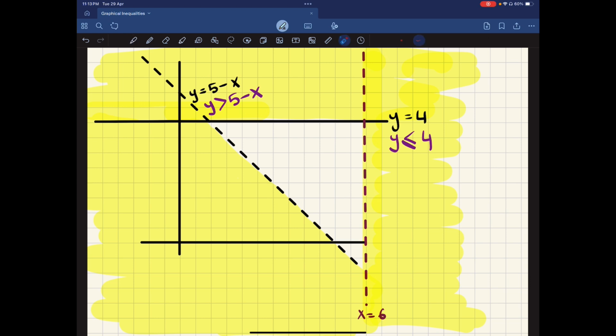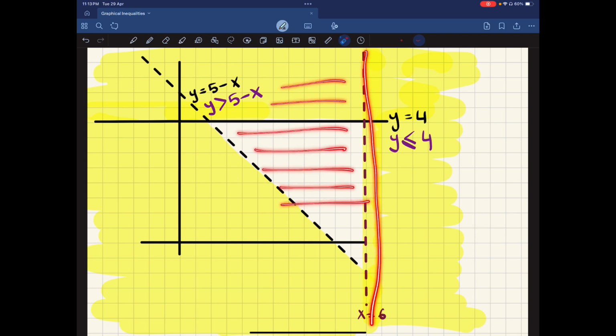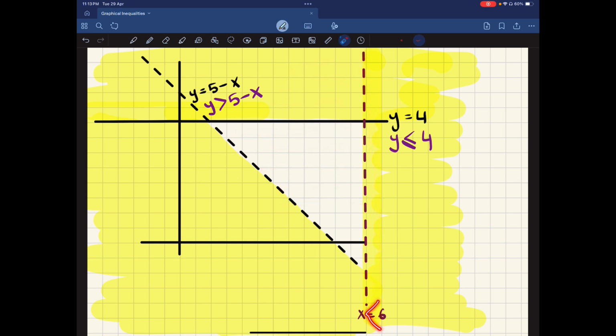Now let's have a look at the third line, which is a vertical line. We have a different set of rules for vertical lines. If the required region is on the right, we will put a greater than sign. If it's on the left, we are going to put a less than sign. Now x is equal to 6. This is the line, and the wanted region is on the left. So it's going to be less than. And because it is a broken line, strict inequality. So x is less than 6.